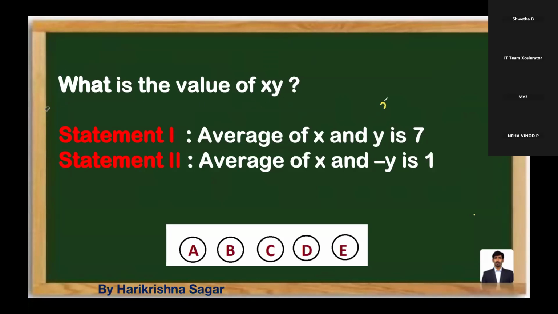In the first statement, I have the information that the average of x and y is 7. That means (x plus y) by 2 is 7, so x plus y is 14. So by knowing x plus y is equal to 14, can you say the x and y values individually?